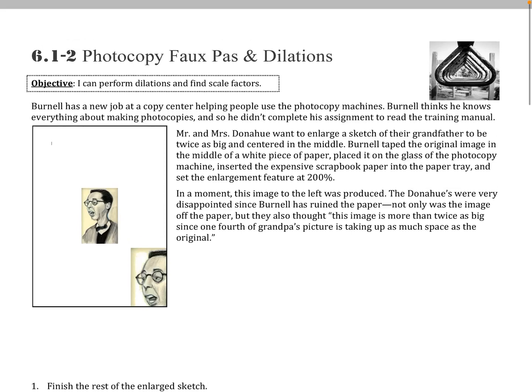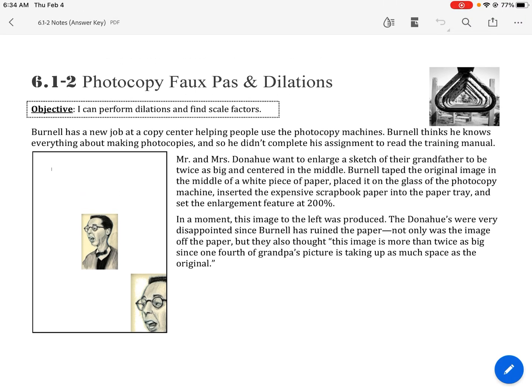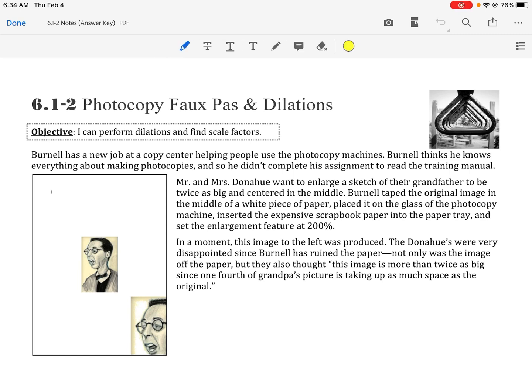Okay, today we are looking at performing dilations and scale factors. So we'll use a scale factor to perform a dilation. Really, dilations is the main emphasis, but you'll see that vocab of a scale factor a lot as well. To start us off, we have a little bit of a task here.